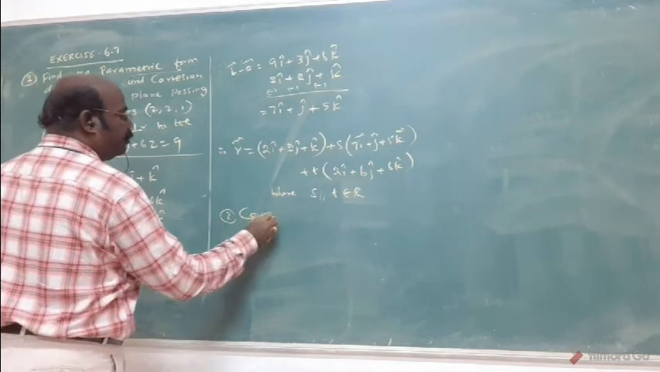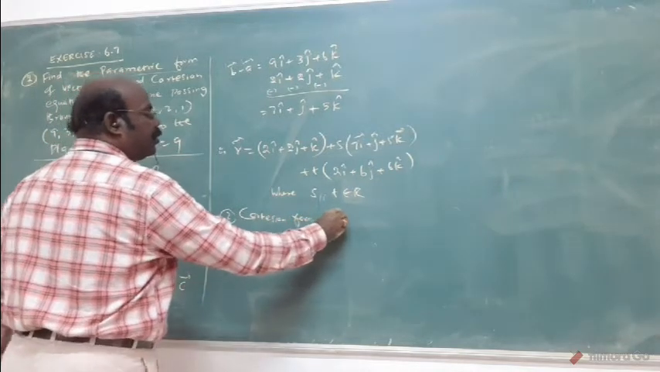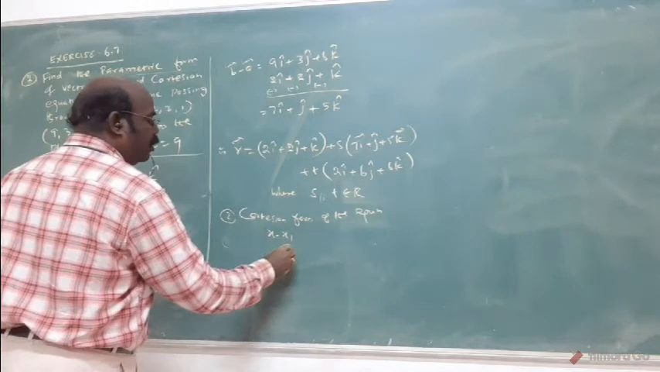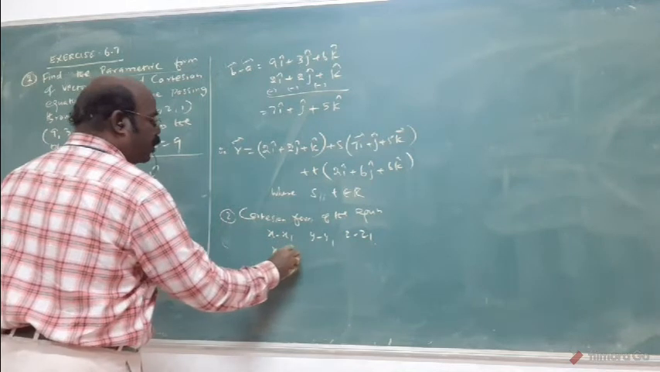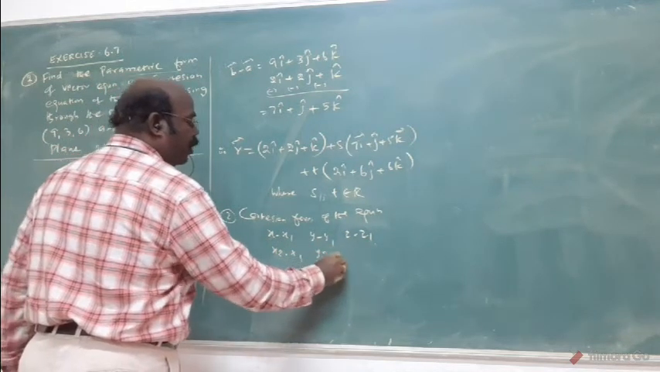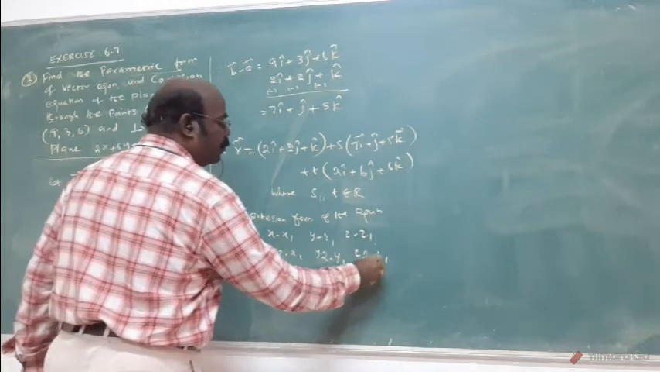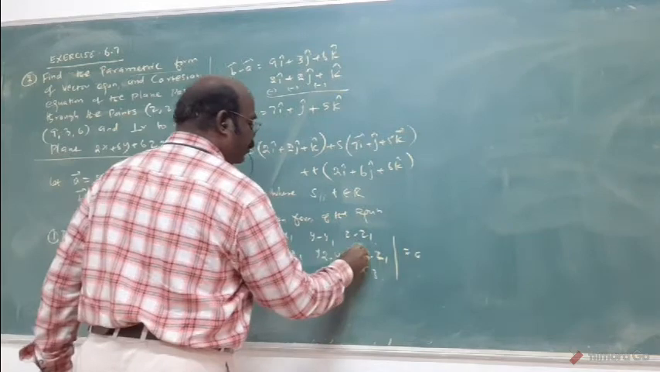Cartesian form of the plane through two points: (x minus x1), (y minus y1), (z minus z1), then (x2 minus x1), (y2 minus y1), (z2 minus z1), and the last row is c1, c2, c3, equal to 0. Am I correct?